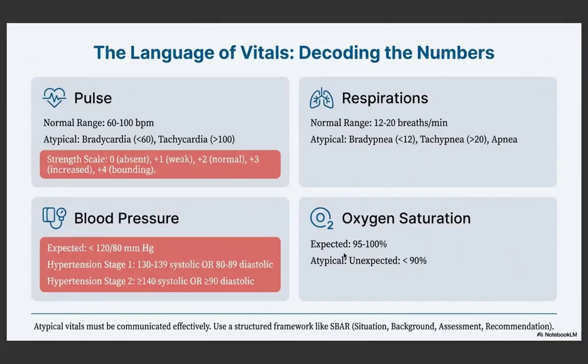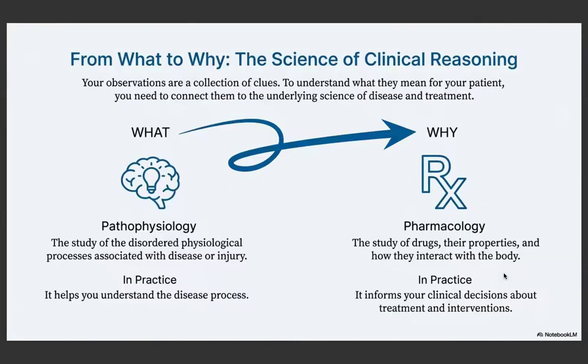And then O2 sats, 95 to 100 is really where we want to live. Obviously, our COPD patients, they're going to live lower than that 95 to 100, and that's their normal. But technically, atypical is going to be anything below 90.